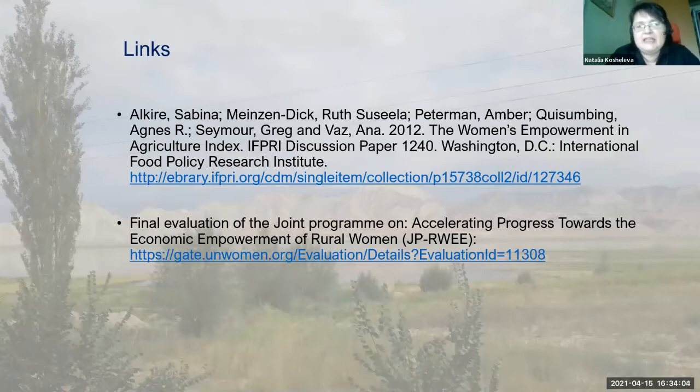So the lesson from this is that though we were not really able to improve the index as it was designed, using the framework that it's based on was quite useful in guiding our thinking about what constitutes empowerment in agricultural settings.